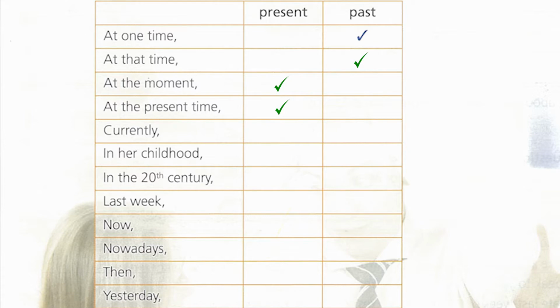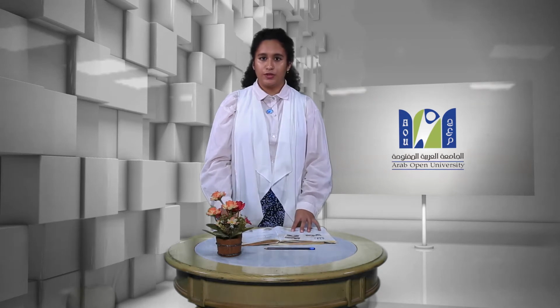In her childhood. This would be past. In the 20th century. Past. Last week. Past. Now. I guess it's present. Nowadays. Present. Then. Past. And yesterday. It's past. Okay, perfect.